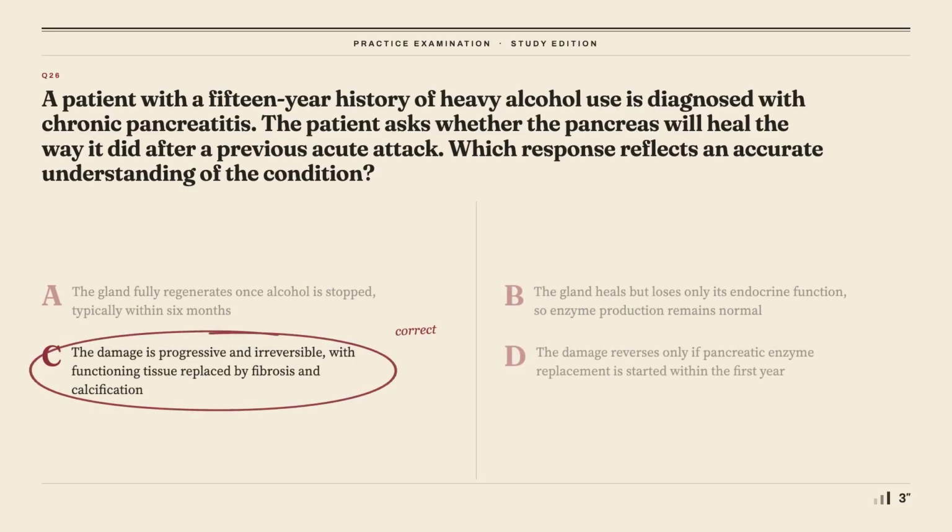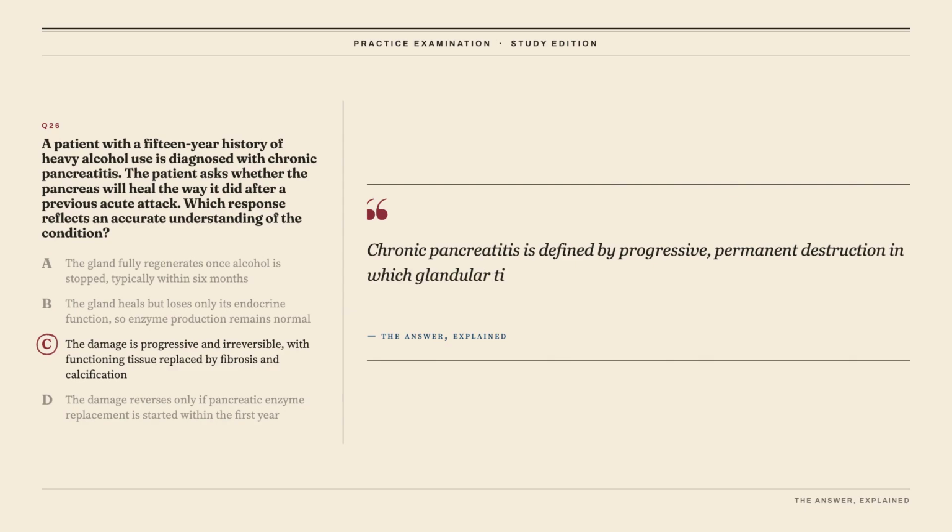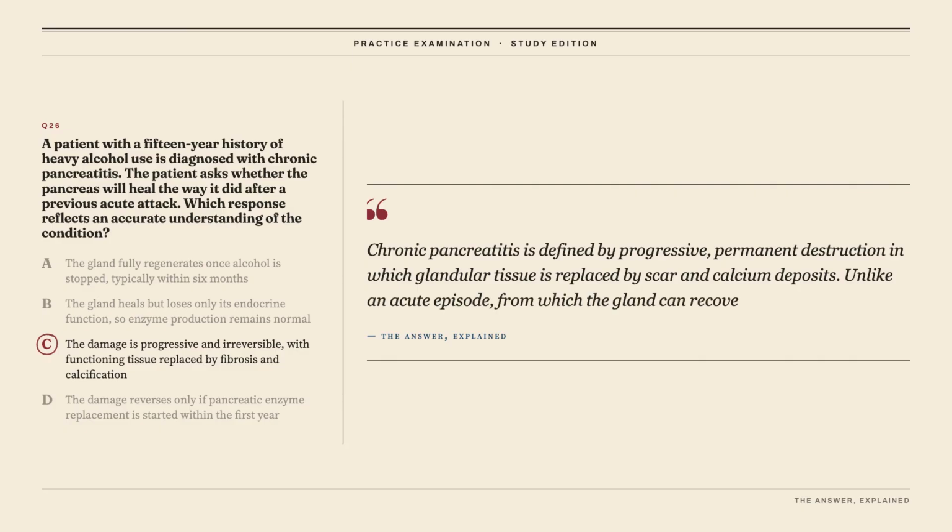The correct answer is C. The damage is progressive and irreversible, with functioning tissue replaced by fibrosis and calcification. C is correct because chronic pancreatitis is defined by progressive, permanent destruction in which glandular tissue is replaced by scar and calcium deposits, unlike an acute episode from which the gland can recover. This represents structural loss that does not reverse. Chronic alcohol use is the most common cause in adults.